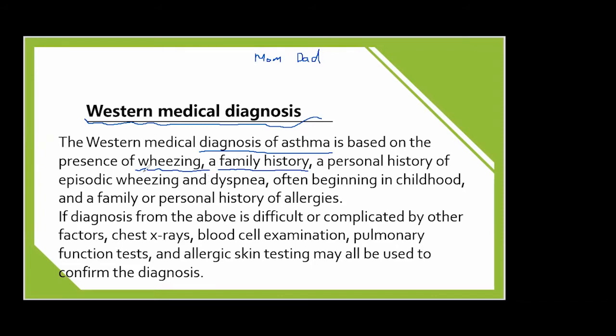Also, the wheezing and difficult breathing don't happen only one time. Usually it recurs, resolves, and then happens again. So basically the patient has symptoms like wheezing that recur, and also has a family history. Fathers or mothers have this kind of trouble, not only asthma but any other allergy illness in the family. We can still consider the family history.